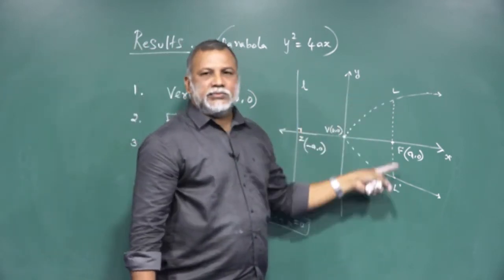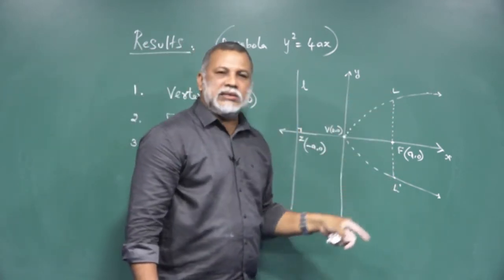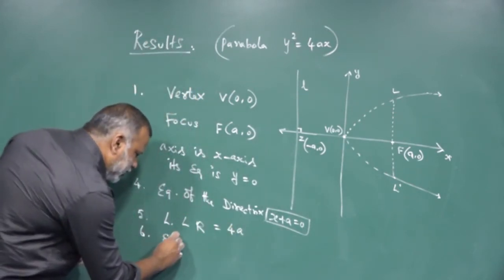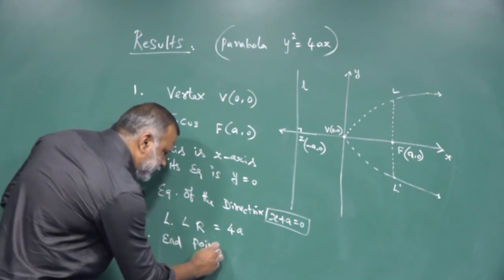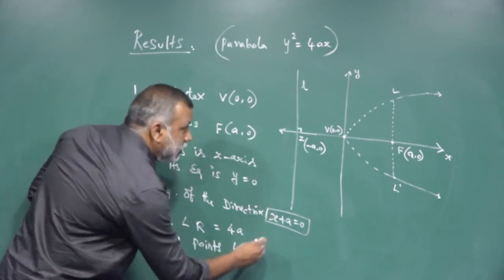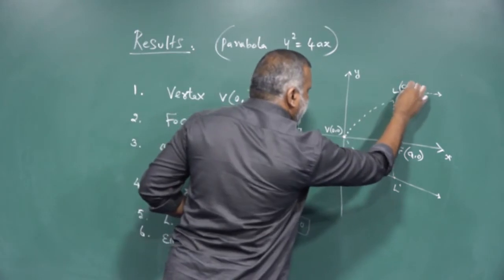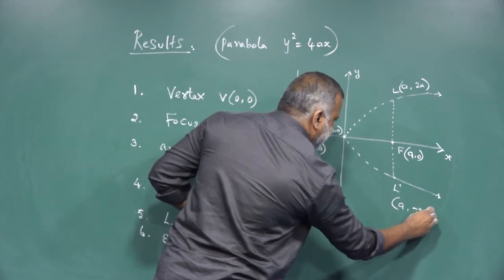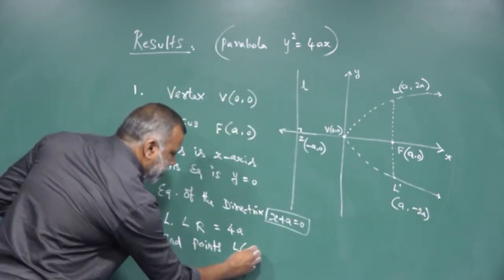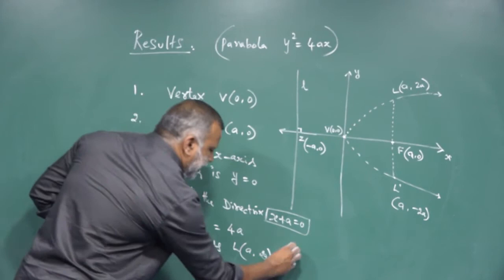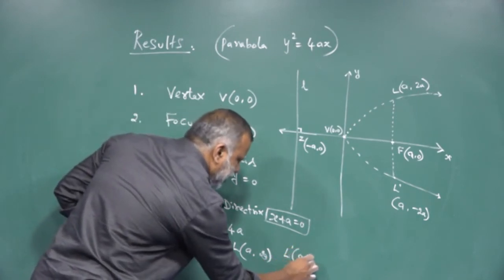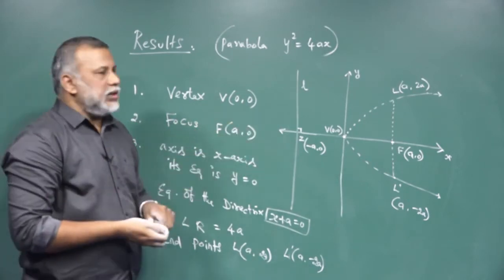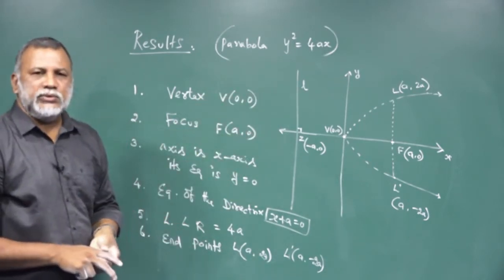Number 6. Endpoints of the lattice rectum. See here, L and L dash are the endpoints of the lattice rectum. That is called endpoints. L. Just now we worked out a comma 2a. Here L dash is a comma minus 2a. So a comma 2a and L dash a comma minus 2a. So these are the results regarding the parabola y squared equal to 4ax.